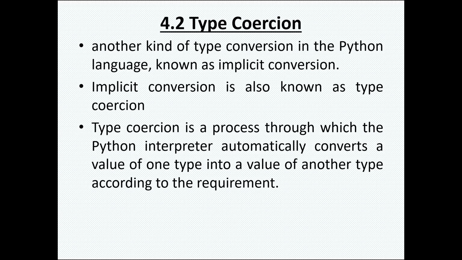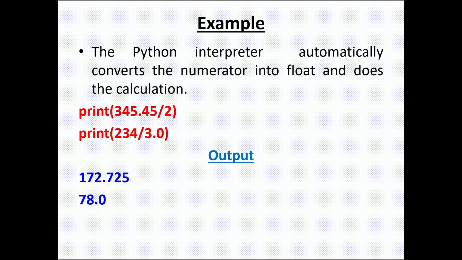Type coercion. Another kind of type conversion in the Python language is known as implicit conversion. Implicit conversion is also known as type coercion and is automatically done by the interpreter. Type coercion is a process through which the Python interpreter automatically converts a value of one type into a value of another type according to the requirements. Example, the Python interpreter automatically converts the numerator into float and does the calculation. In this example, 345.45 divided by 2 returns the float value.